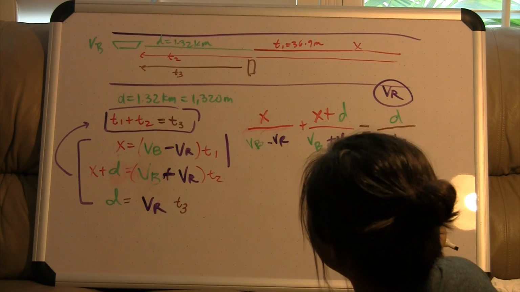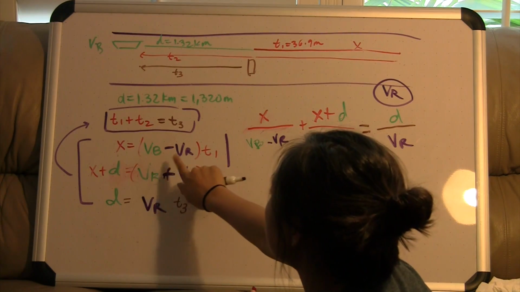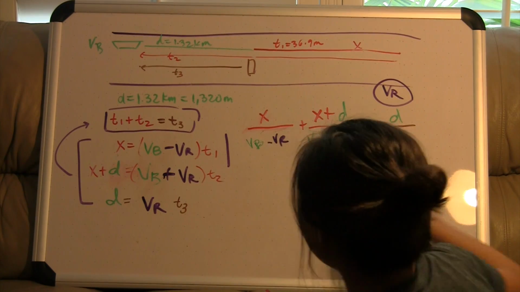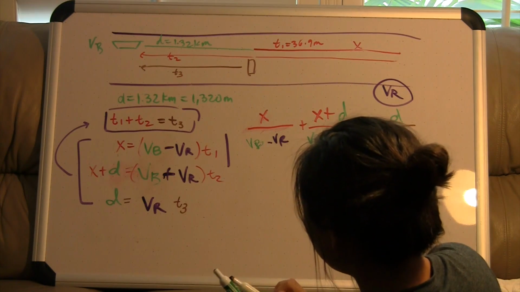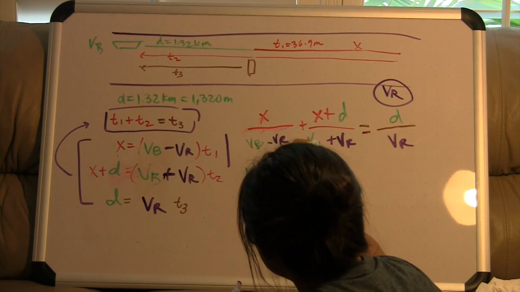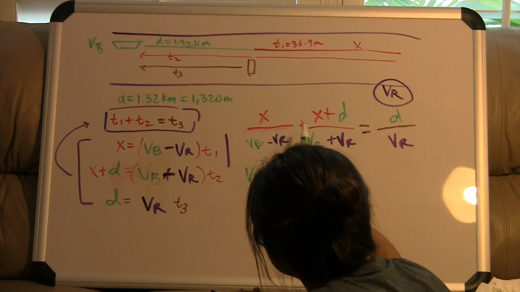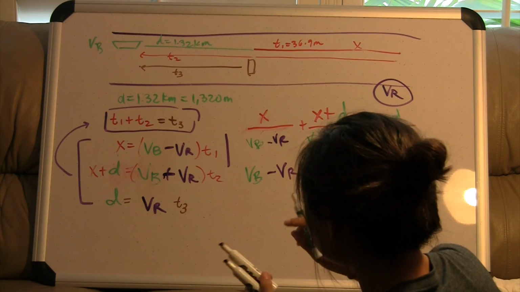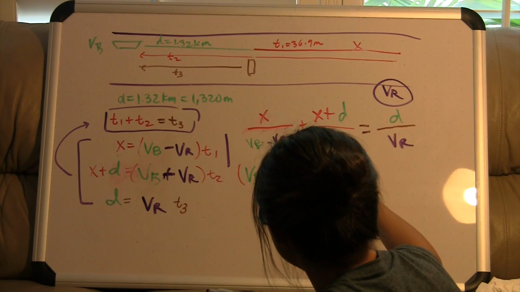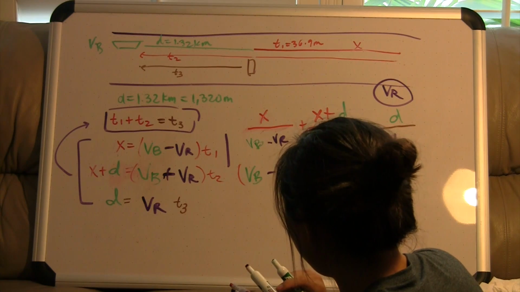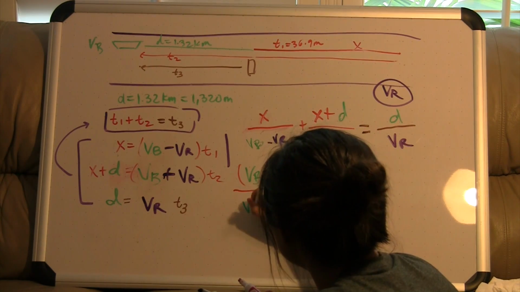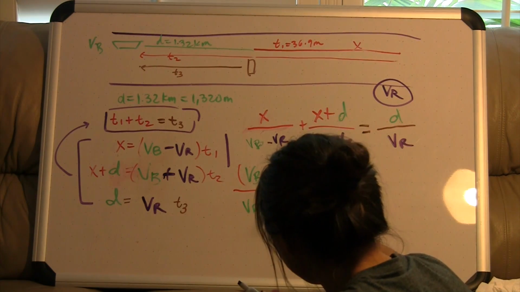So if we plug in this part, the velocity of the boat minus the velocity of the current times T1, and we substitute that in for x, then we have only two unknown variables. So what that would look like: the velocity of the boat minus the velocity of the river times T1, and then we divide that by the velocity of the boat minus the velocity of the river.